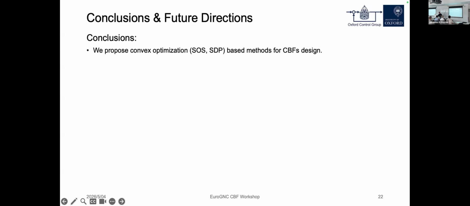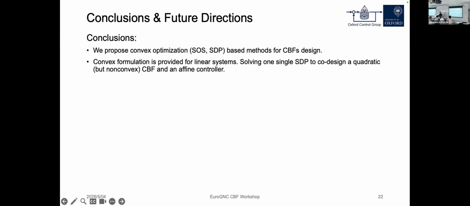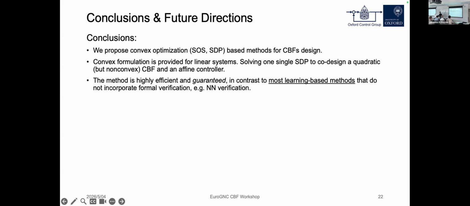As a conclusion, we propose a convex optimization, SOS, and SDP-based method for barrier function design. We have a convex formulation for linear systems: we only need to solve one single SDP to co-design a quadratic, non-convex CBF and an affine controller. The method is highly efficient, and I will say it is guaranteed, in contrast to 99% of learning-based methods that do not incorporate any form of verification. Let's see, neural network verification. I would argue that neural network verification scales much worse than SOS-based methods for any neural network architecture.